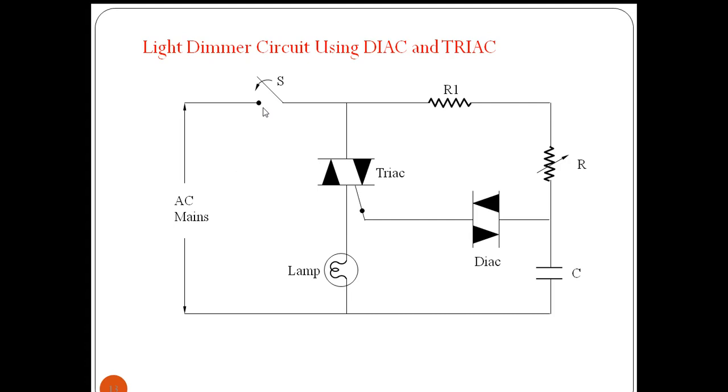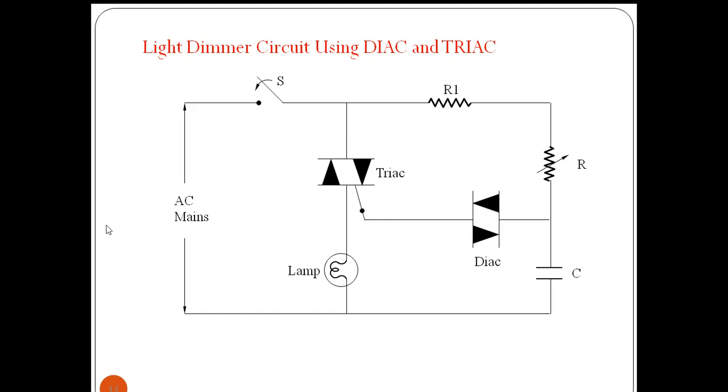Now we will discuss the operation of this light dimmer circuit. Mainly this circuit is used to control the illumination level of the lamp using diac and triac. Here we have the RC circuit. This RC circuit forms the triggering circuit of the diac, and the RC circuit and the diac together form the triggering circuit of the triac.